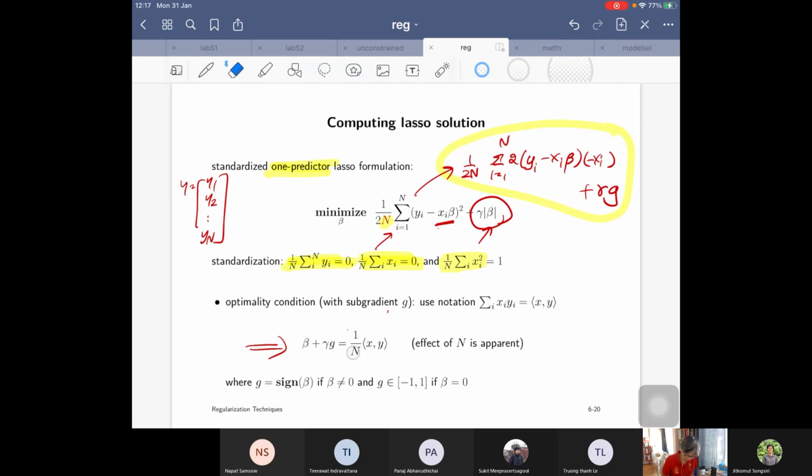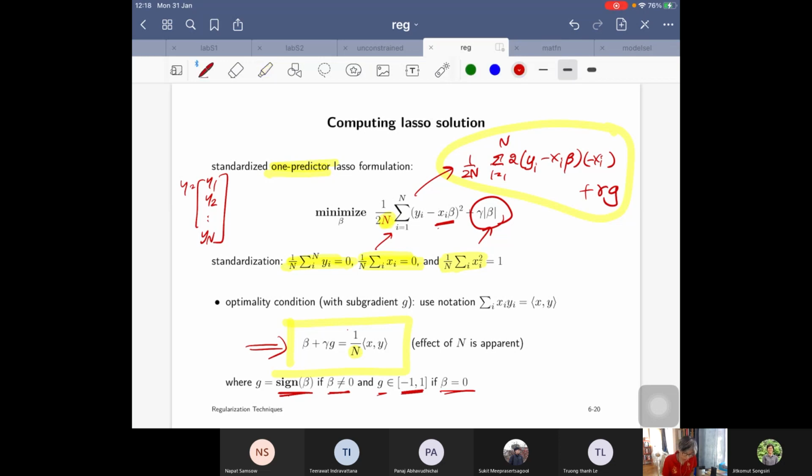Now from here, my g, which is a subgradient of the absolute value function, with the note that g is going to be the sign when beta is non-zero, and g can be any number when beta is 0. The reason why we put big N explicitly in this formulation is that, from the optimality condition, you see the row of data samples here in the box.